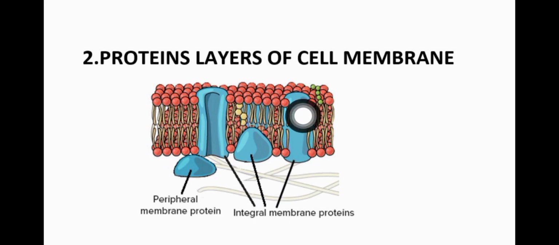Integral proteins are the proteins that penetrate the entire thickness of cell membrane. These are tightly bound with the cell membrane, but peripheral proteins do not penetrate the cell membrane. They are loosely bound with the integral protein or lipid layer of cell membrane.